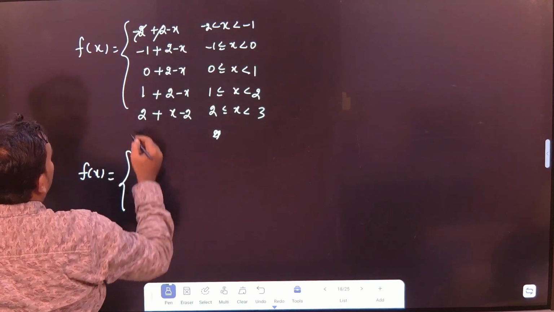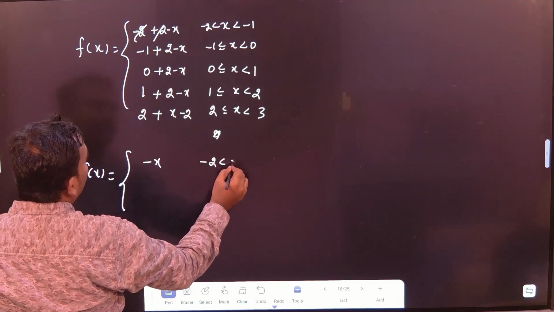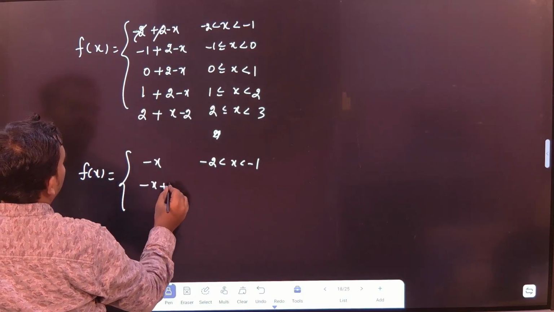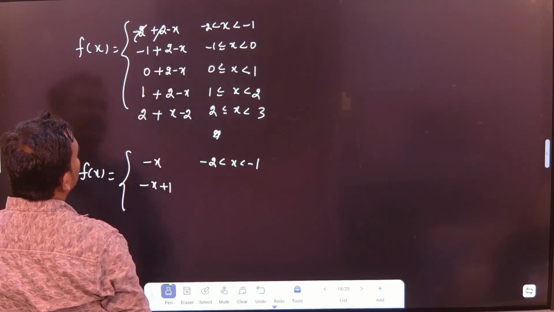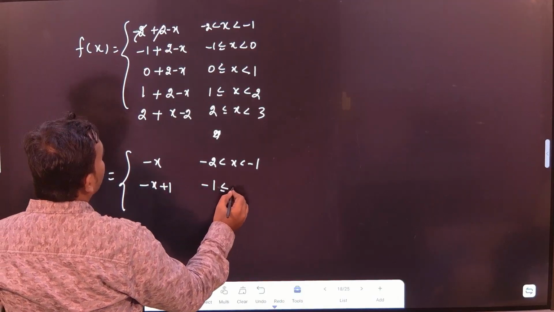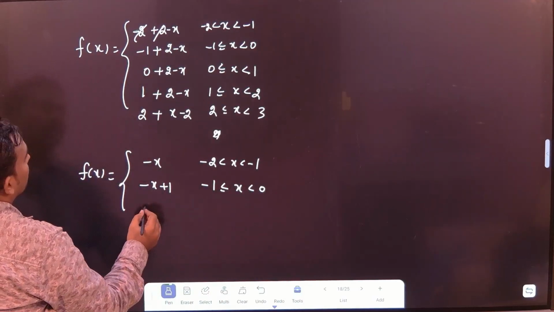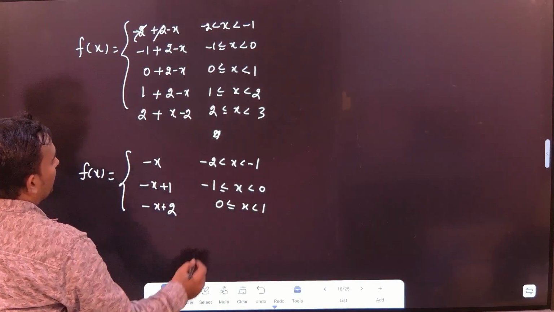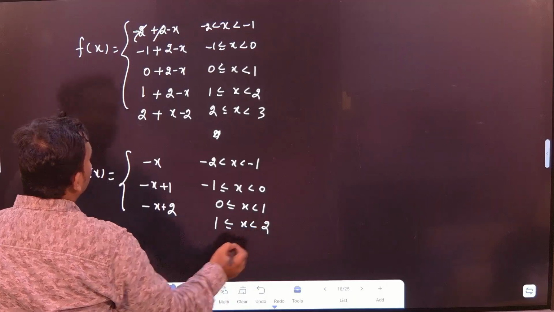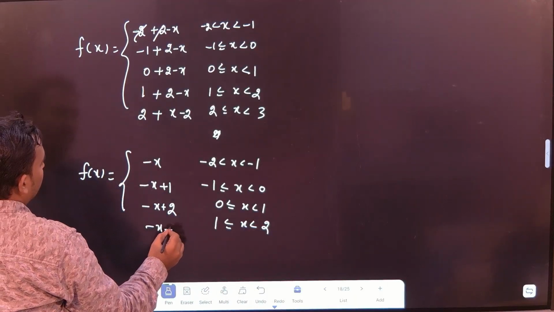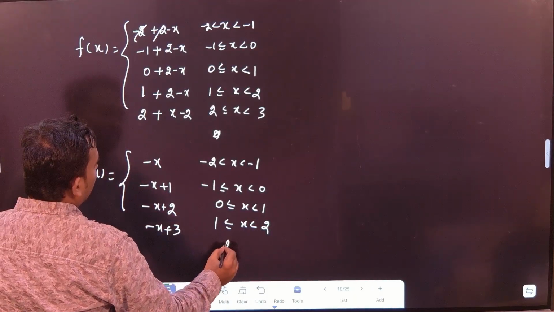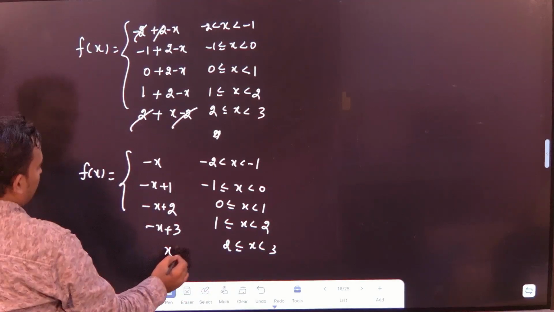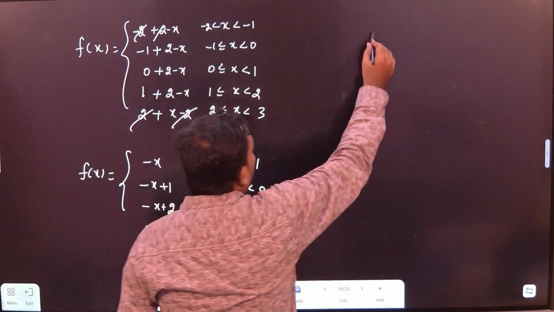So minus 2 plus 2 cancel, minus x, for x from minus 2 to minus 1. It is minus x plus 1 when it is minus 1 to 0, minus x plus 2 if it's 0 to 1, and minus x plus 3 when x is 1 to 2. When x is 2 to 3, minus 2 plus 2 cancel, so it is x. So then how to draw the graph of this?